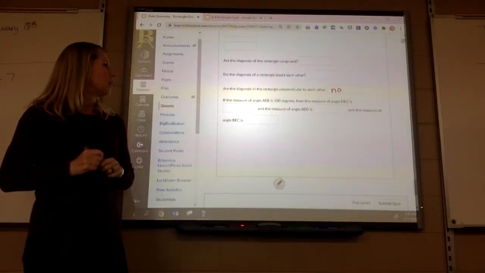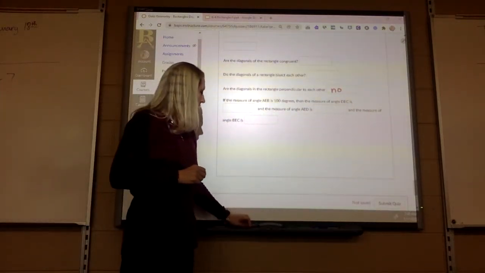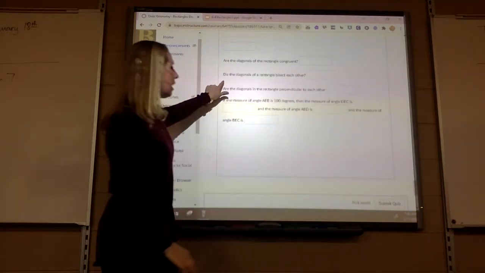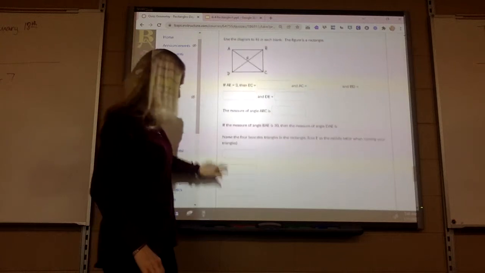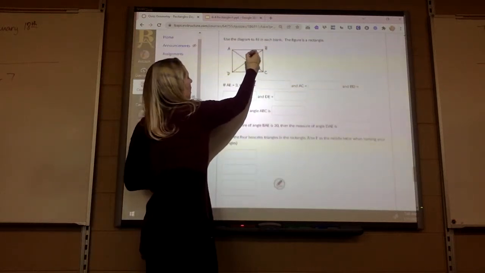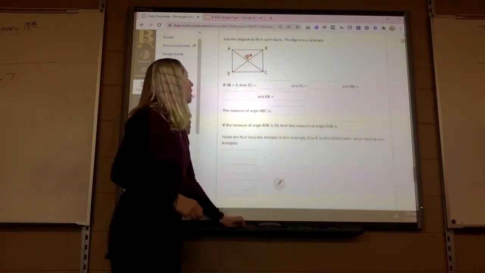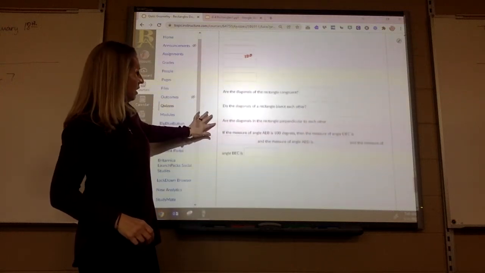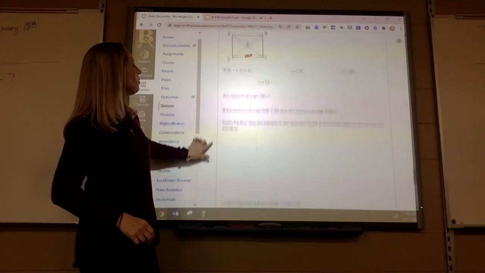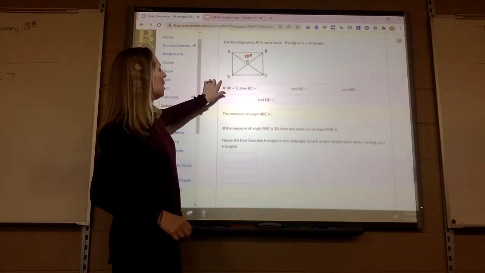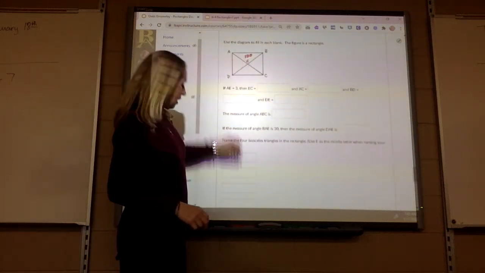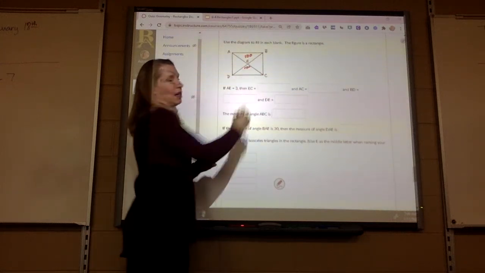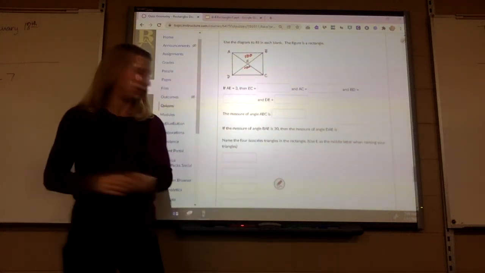If the measure of angle AEB is 100, then the measure of angle DEC is, let me do that. So AEB is 100. Then what is the measure of DEC? So if AEB is 100, then DEC would also have to be 100 because those are vertical angles.